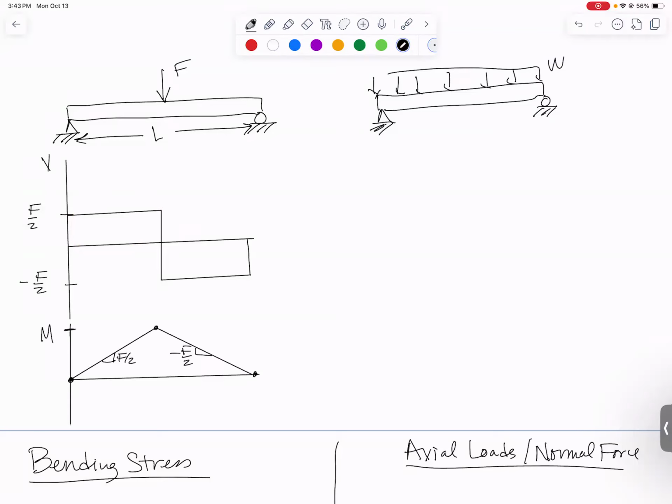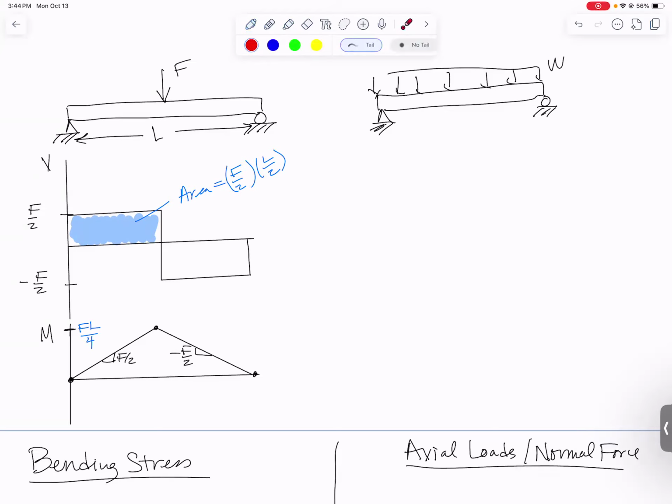We need to know how big that max bending moment is. We can find that by shading in one of these rectangles. Area of a rectangle is going to be F over 2 times L over 2. It looks like it's going to be FL over 4. That's going to tell you what this peak is. It's going to be FL over 4. And that's what we need to know from that first one.